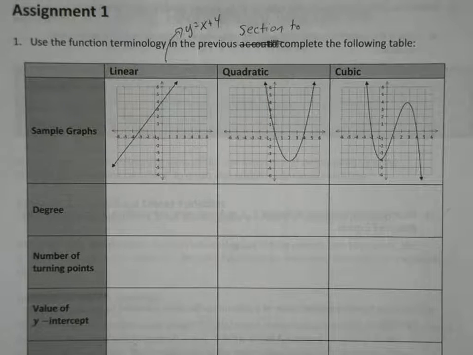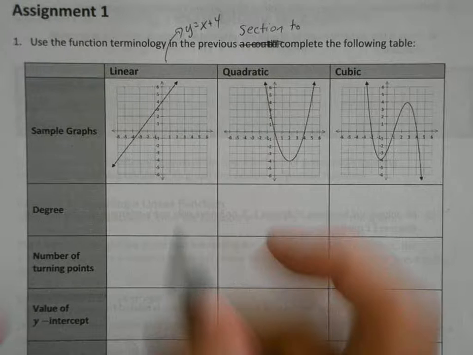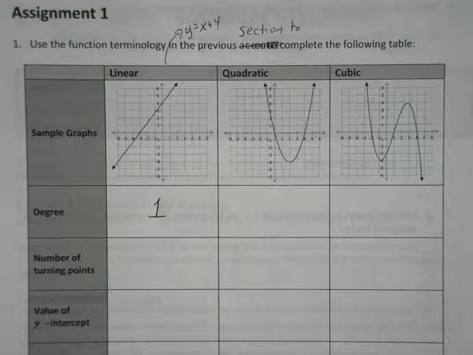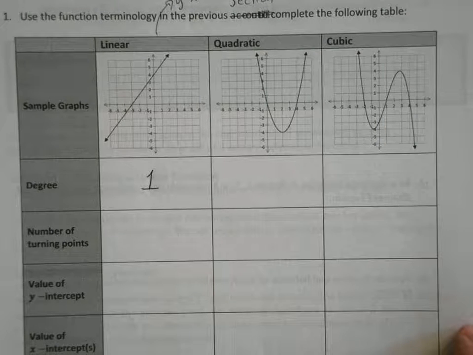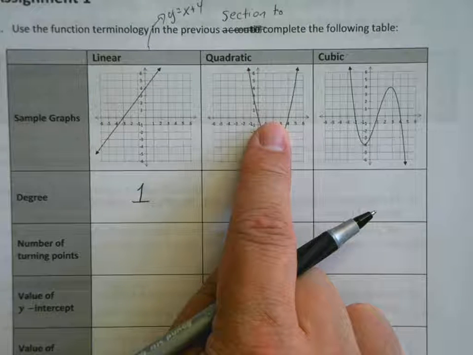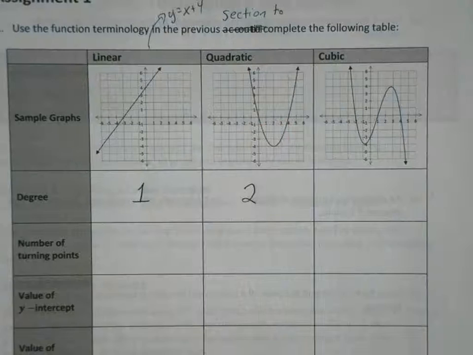Right? So every other line is slanty. Might be slanty upwards, slanty downwards. Okay? Any line like that has a degree of 1. So if I ask you for the degree, that's all you got to write. 1. Okay? There's no unit with that, it's just a number. Okay? For a quadratic, degree 2.